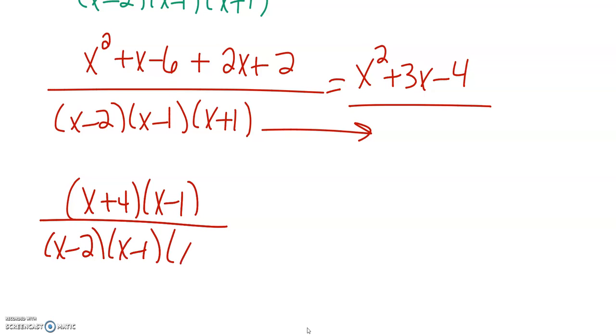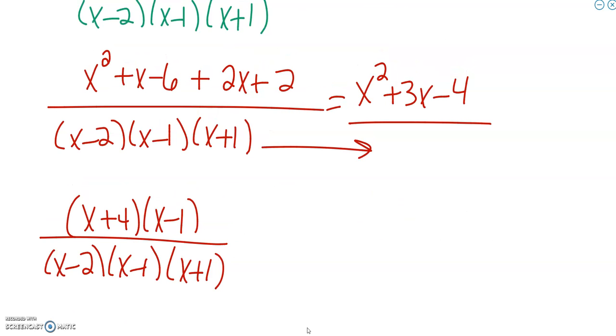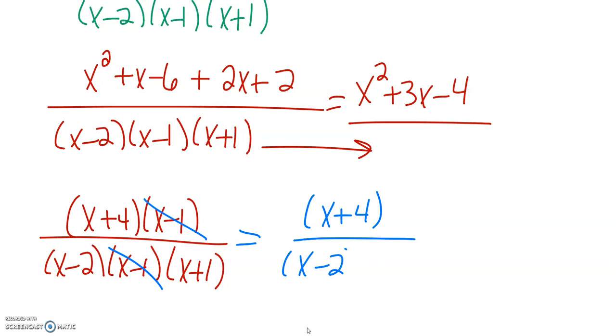And do you see why we needed to go that extra step? Why we couldn't just leave it in this green form up here? Because do you see that actually in the end, there's an x minus 1 on top and bottom? So our final answer here, if we add those two functions together, is x plus 4 over x minus 2 times x plus 1. So that's adding rational expressions.